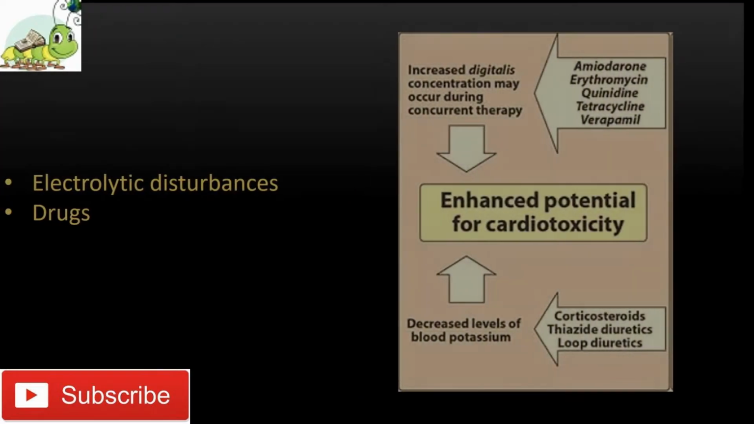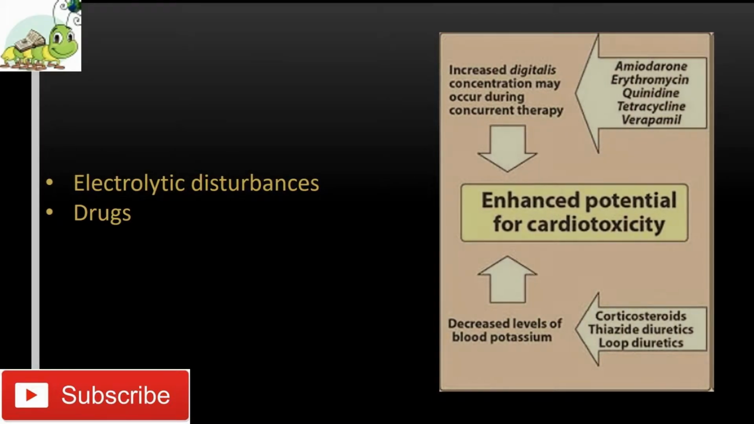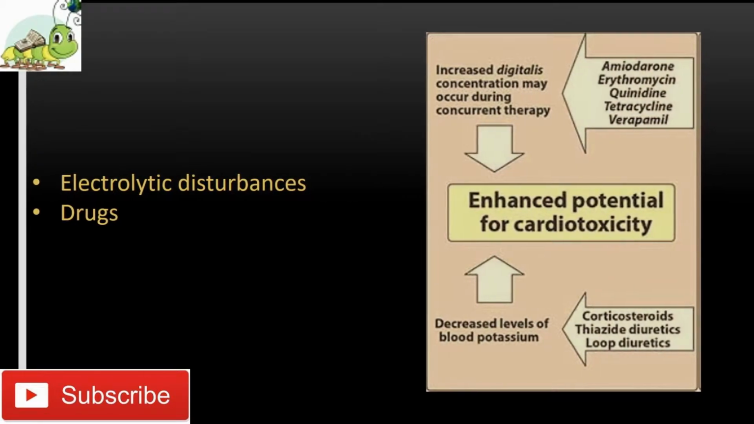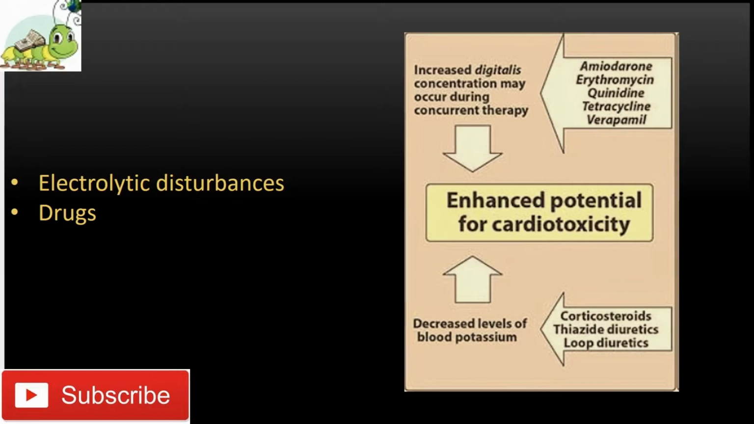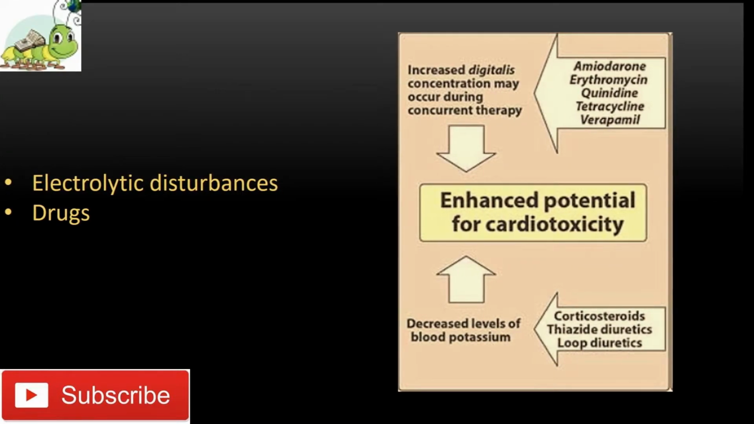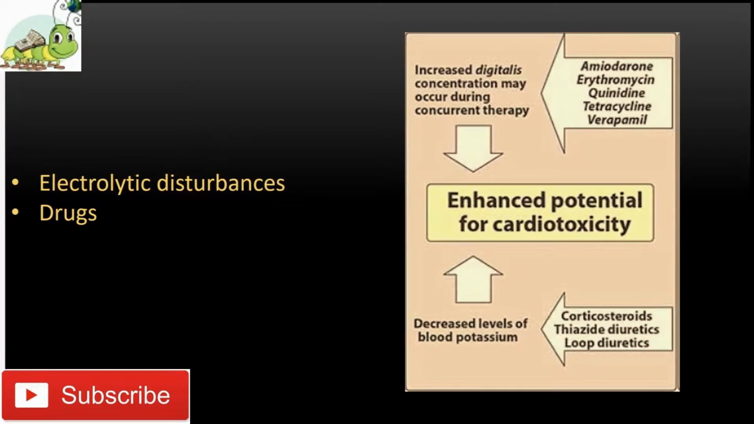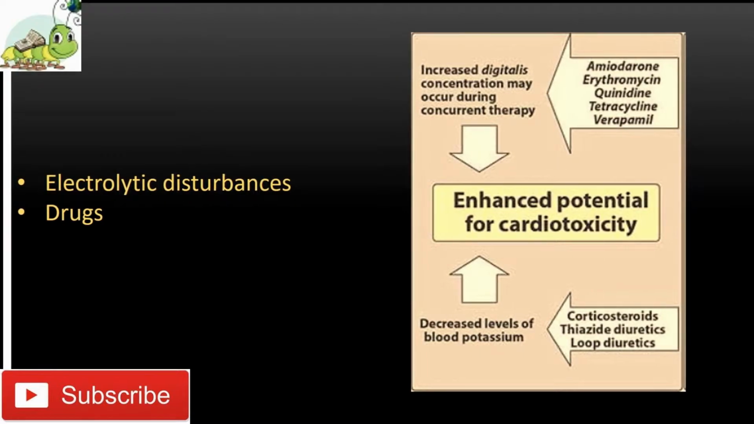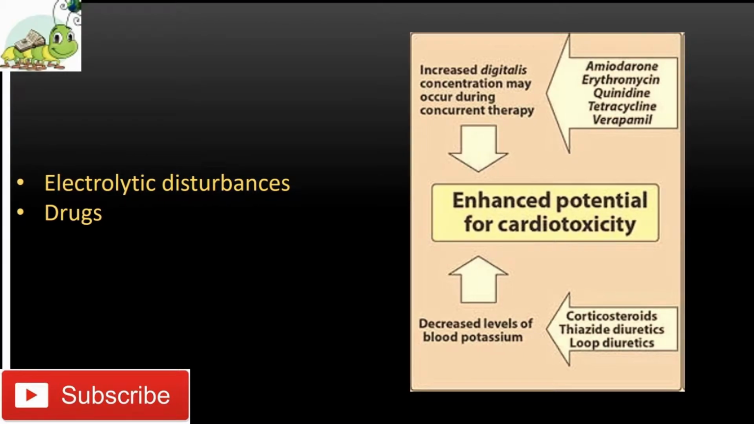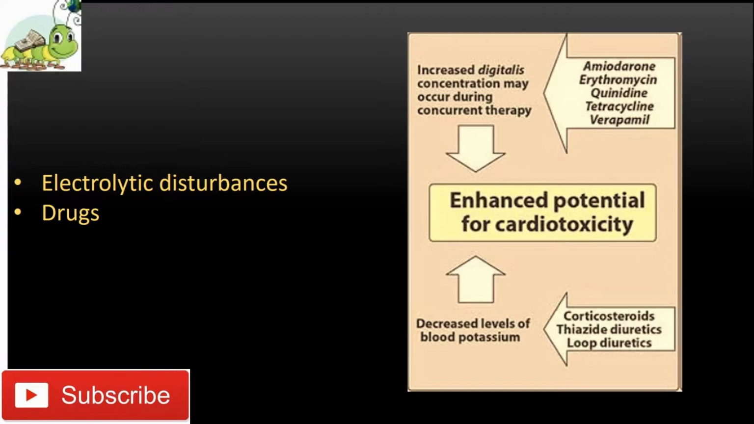The electrolyte disturbances. Hypokalemia can precipitate serious arrhythmia. Reduction of serum potassium levels is most frequently observed in patients receiving thiazide or loop diuretics, and this usually can be prevented by use of a potassium-sparing diuretic or supplementation with potassium chloride.